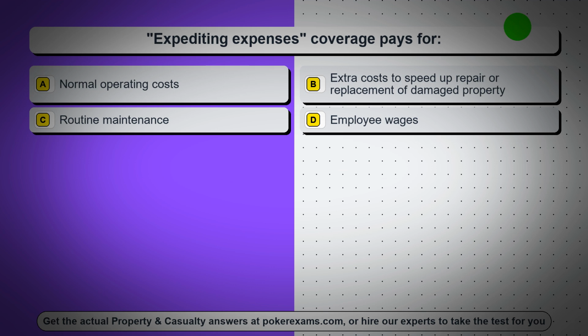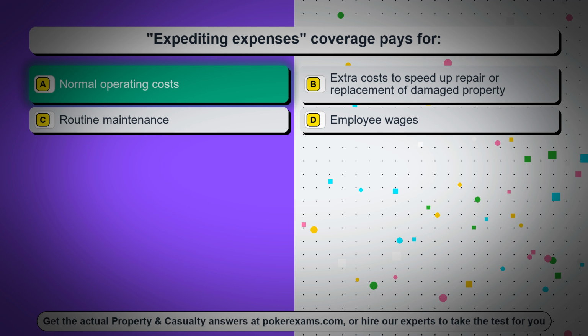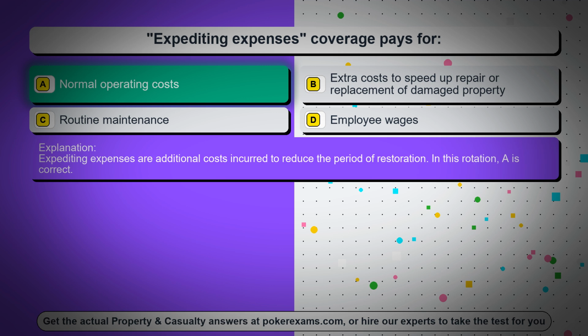Question 17. Expediting expenses coverage pays for option A, normal operating costs. Option B, extra costs to speed up repair or replacement of damaged property. Option C, routine maintenance. Option D, employee wages. The correct answer is option A, normal operating costs. Expediting expenses are additional costs incurred to reduce the period of restoration. In this rotation, A is correct.